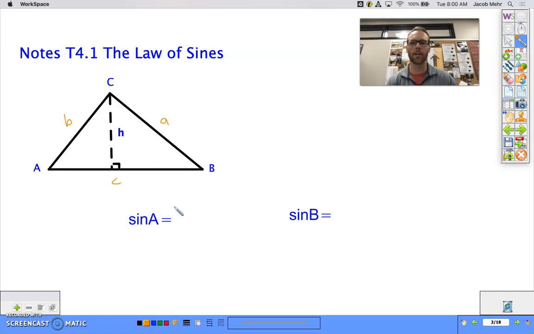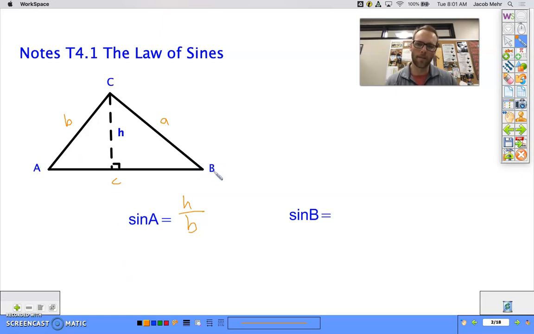What is the sine of angle A? Well, if we looked at the entire triangle, we can't use the sine function because it's not a right triangle. However, because we've dropped in this altitude, we can now find what the sine of angle A is. If we look at just the triangle on the left, the height is the opposite and B is the hypotenuse. So the sine of A equals h over b.